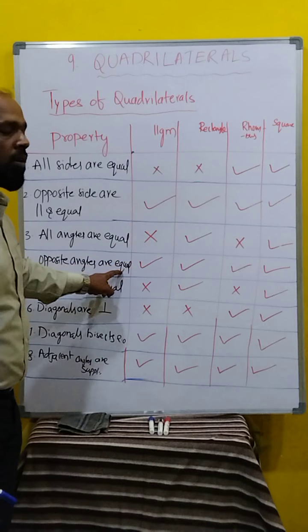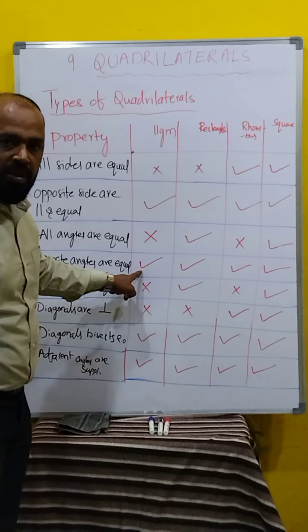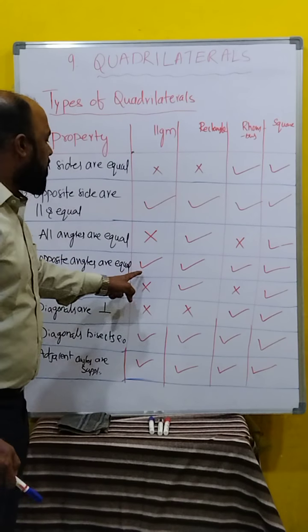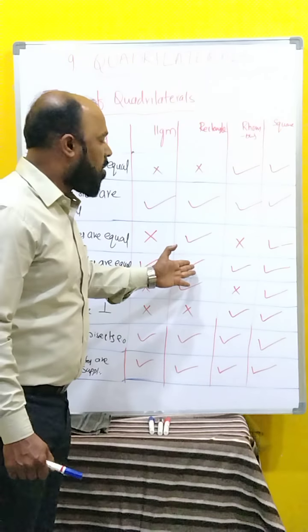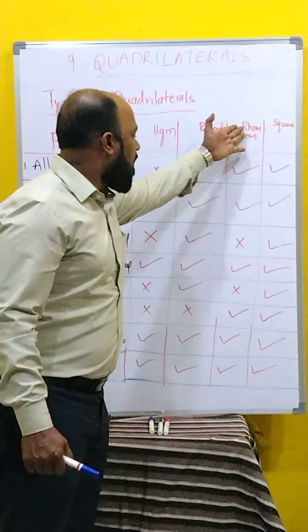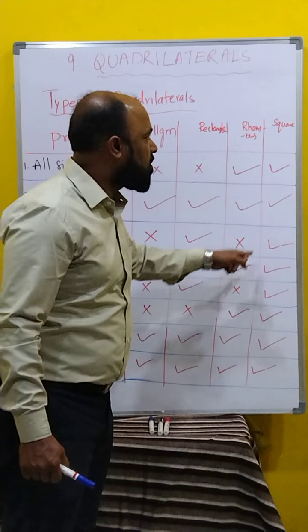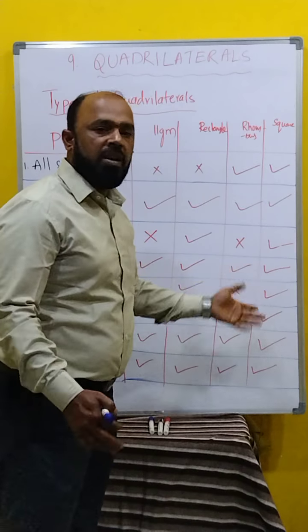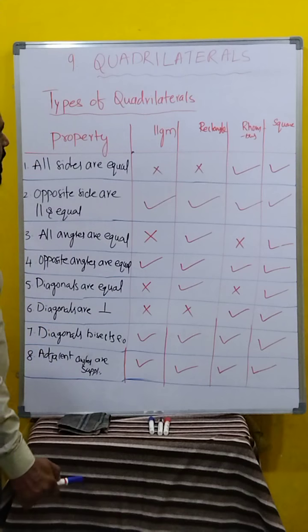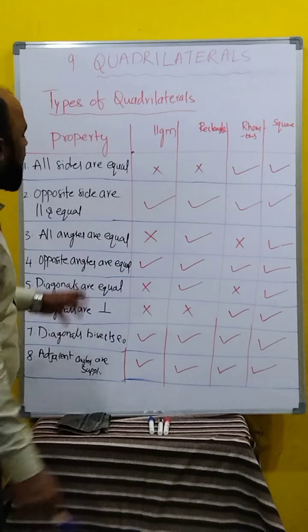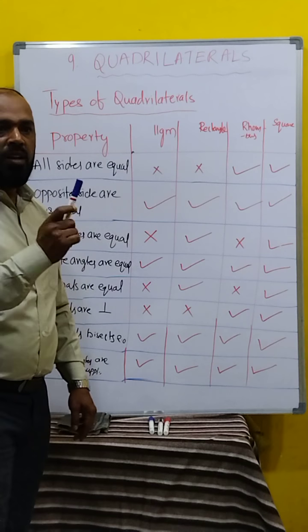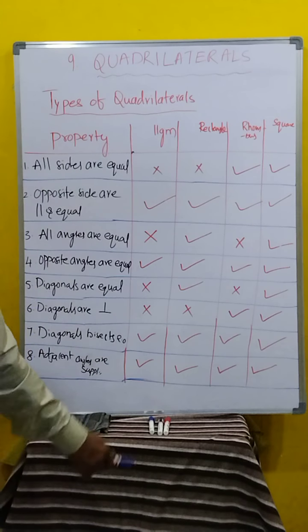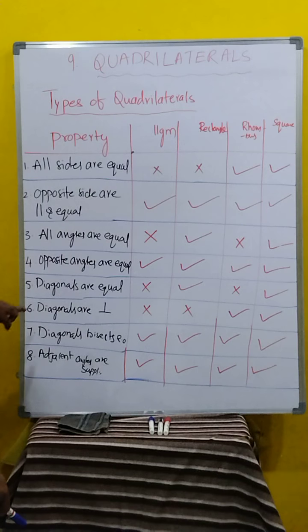Opposite angles are equal. Yes, obviously. In parallelogram, opposite angles are equal. In a rectangle, opposite angles are equal. In a rhombus also, opposite angles are equal. In a square, obviously, all opposite angles are equal. That means only two. Like if ABCD is there, angle A is equal to angle C, angle B is equal to angle D. Clear?